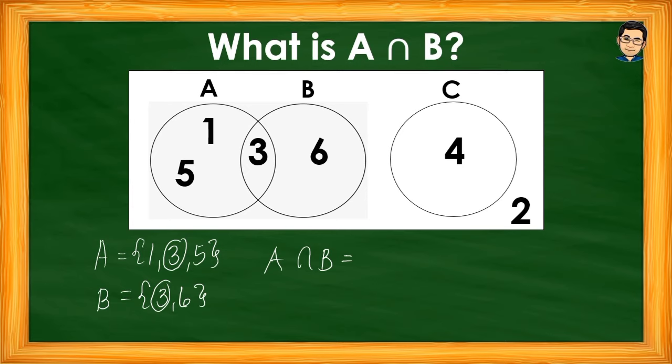Therefore, A intersection B is the element 3. Okay, so yan lang po ang ating sagot. It's because yan lang po yung elements na meron sa bawat events.